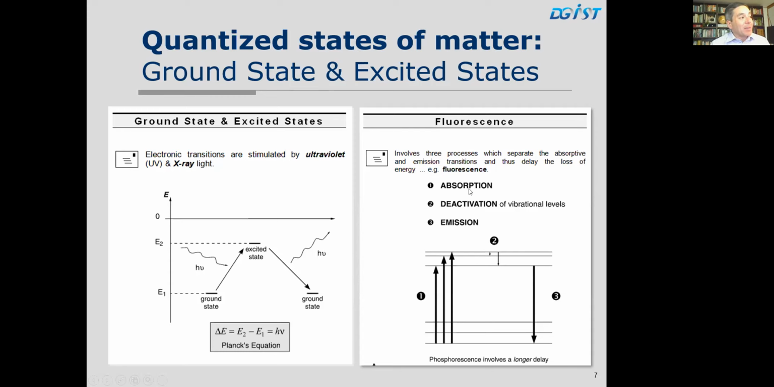Fluorescence is the process of a combination of absorption, some deactivation of vibrational levels at a higher energy state, and then emission at one particular frequency or one or two frequencies. So you don't get a complex emission spectrum, you get what's called a fluorescence spectrum.